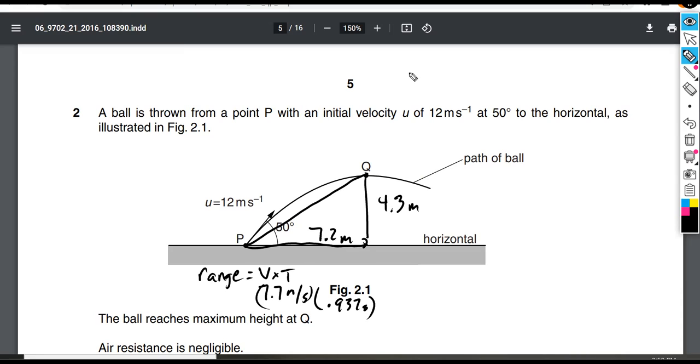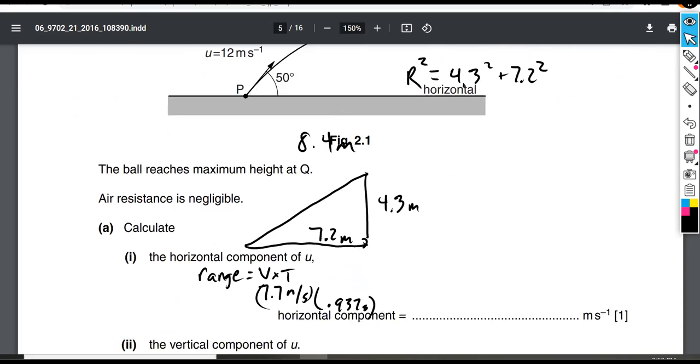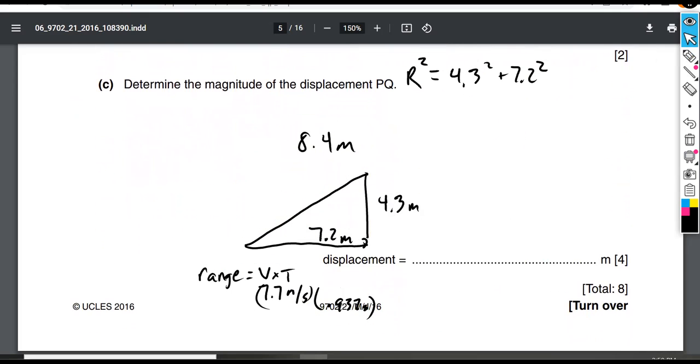So we're going to have our answer, let's call it R for resultant. Resultant squared equals 4.3 squared plus 7.2 squared. I still have that 7.2 in my calculator, so I'll square it, and I'll add 4.3 squared. They give me like 70.54, but don't report that as your answer, because you still got to take the square root. And so I'm getting a displacement here, PQ, of 8.4 meters. So that's the magnitude of the displacement PQ. That's a total of 8 marks.